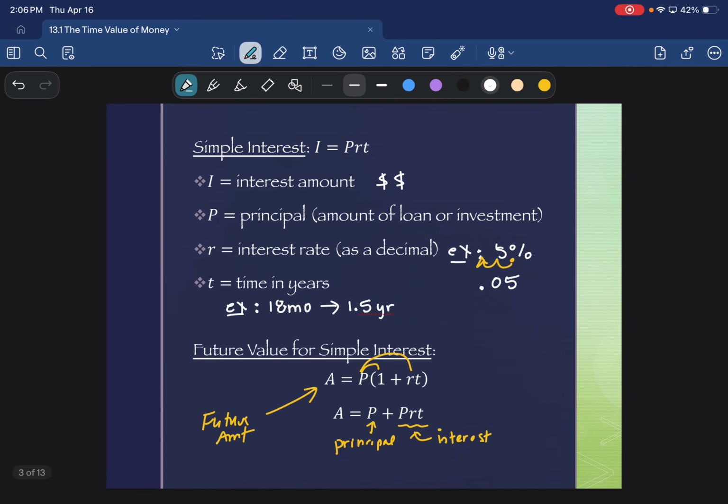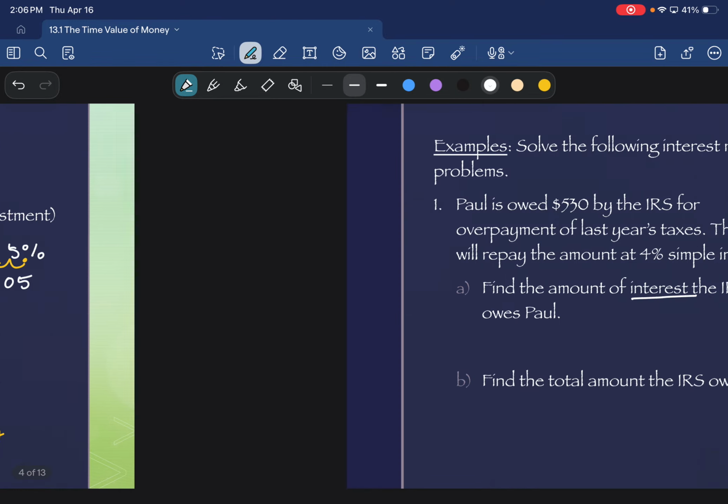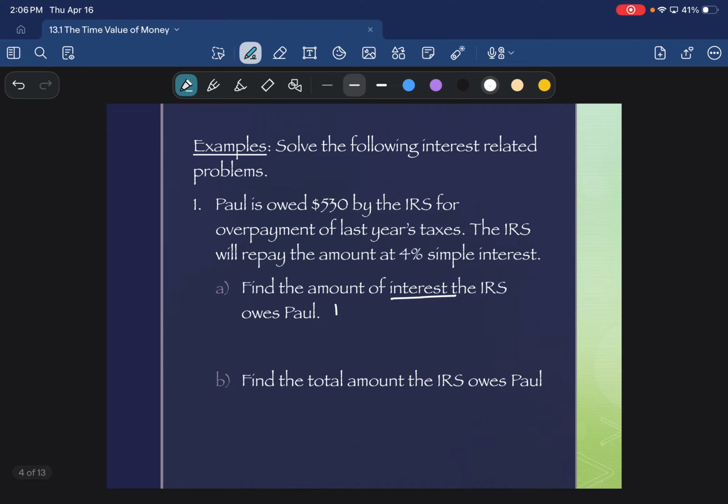So looking at these three formulas, which formula are we using for this question? It is I equals PRT, because it says interest. It's asking us for the interest. Okay, is that okay for everybody? Okay, so our formula we're going to use is I equals PRT.